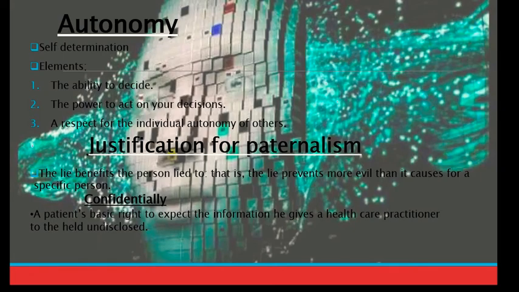Next is autonomy. Autonomy includes self-determination. The elements of autonomy are the ability to decide, the power to act on your decisions, and a respect for the individual autonomy of others. The next principle of bioethics is justification of paternalism: if a lie benefits the person lied to, that is, the lie prevents more evil than it causes for a specific person. The next basic and most important thing is confidentiality: a patient's basic right to expect the information he gives a healthcare practitioner to be held undisclosed or unexposed.